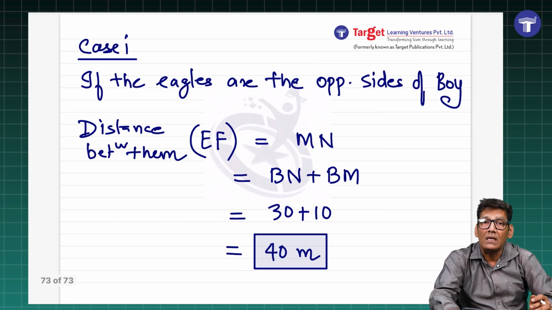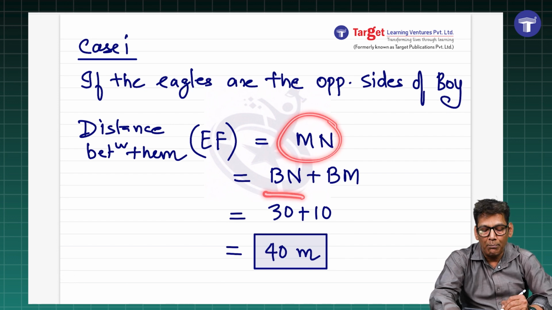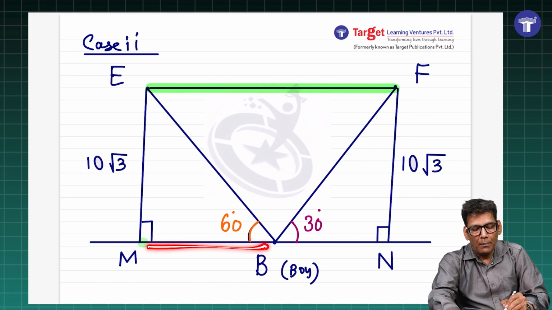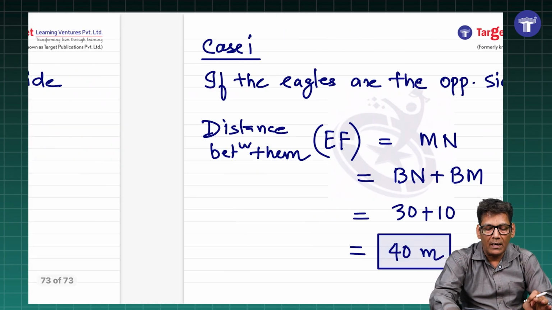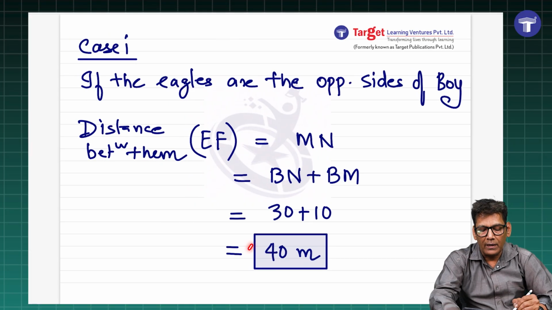And case 2, if the eagles are on the opposite sides of the boy, then the distance MN will be equal to BM plus BN, because MN is equal to EF here. So BM plus BN becomes 40 meters.